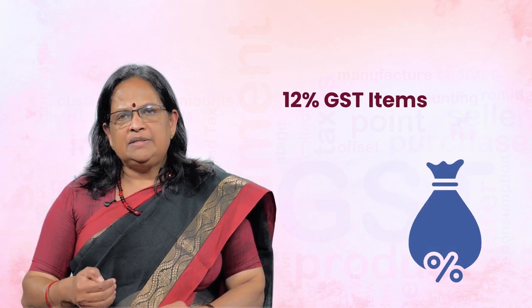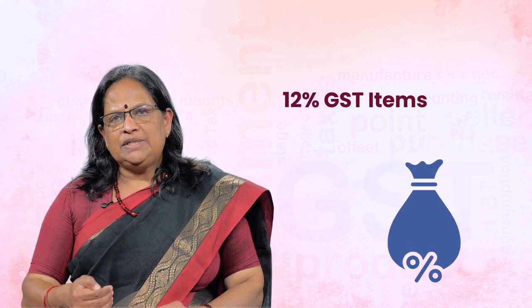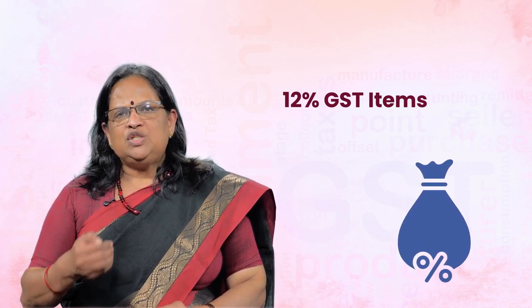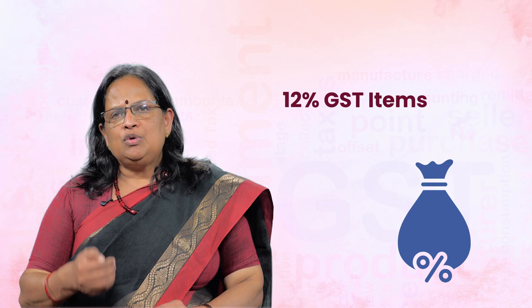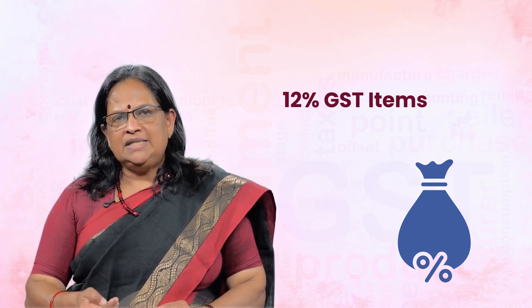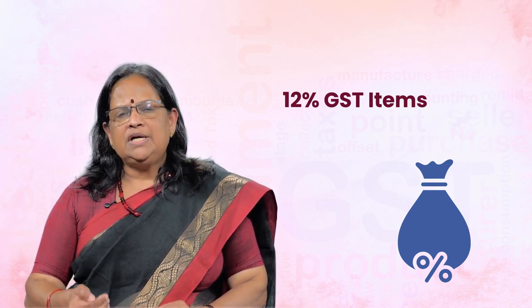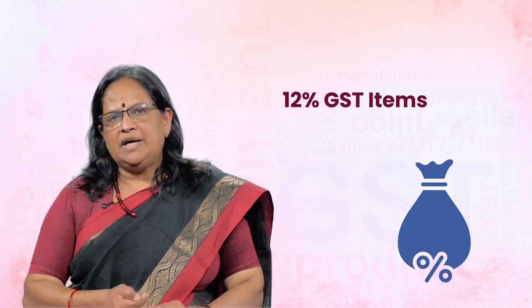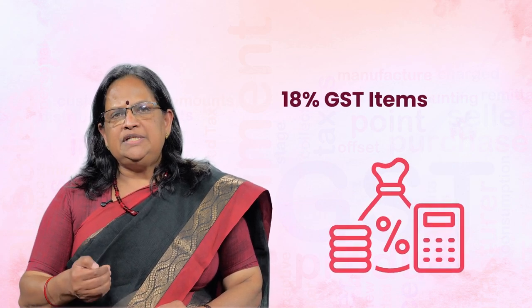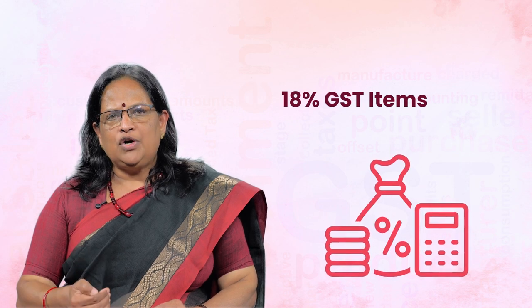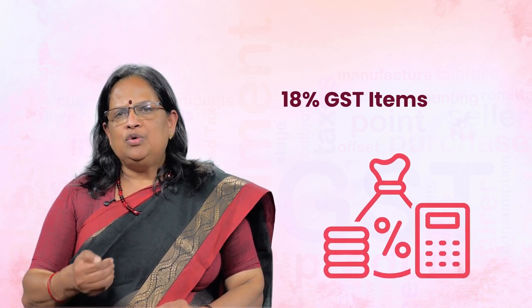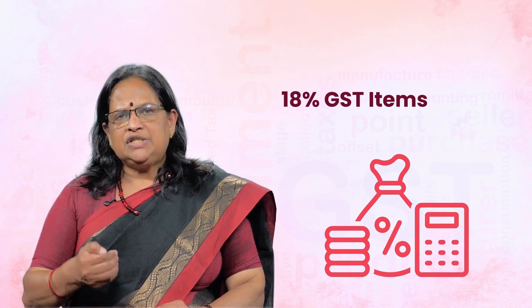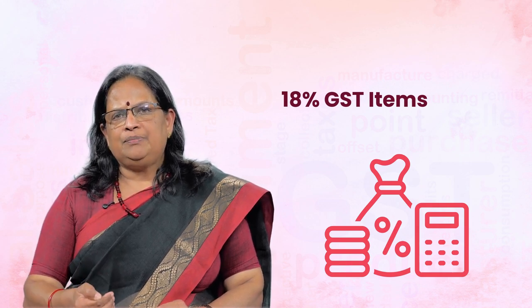12% GST items are for apparels above rupees 1000, frozen meat products, Ayurvedic medicines, spectacles, umbrella, processed food items, certain medicines and hotel accommodations worth rupees 1000 to rupees 7500 per night. 18% GST rate items are mineral water, footwear costing more than rupees 500, cameras, monitors, printers, steel products, bamboo furniture.